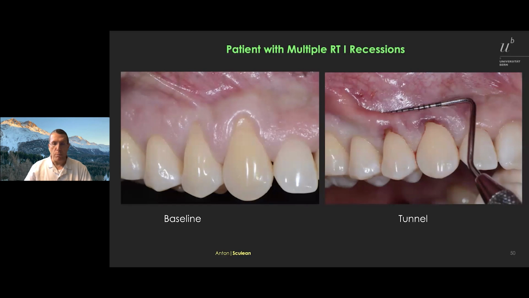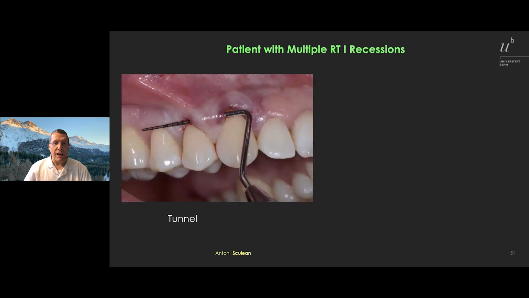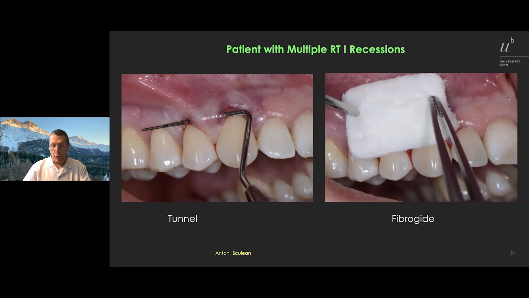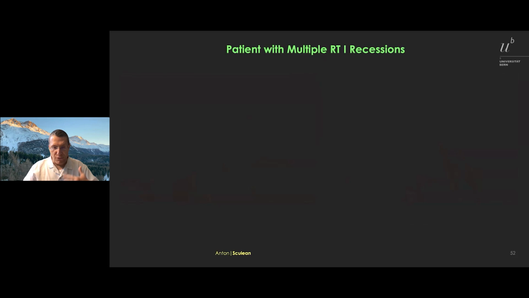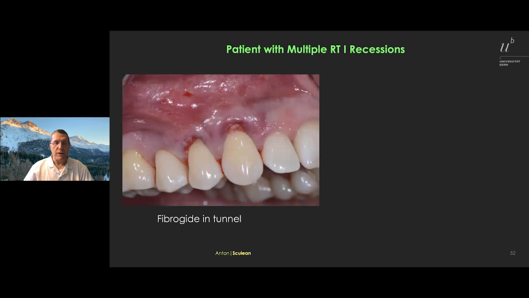Basically, I create a mucoperiosteal tunnel. I release the fibers, and then I make sure that my collagen matrix is cut in slices, because otherwise we cannot insert it in the tunnel. I stabilize the papillae. I fill my tunnel with this material, but then we cannot suture the material by itself. So we need to suture it together with the soft tissue flap or the tunnel.